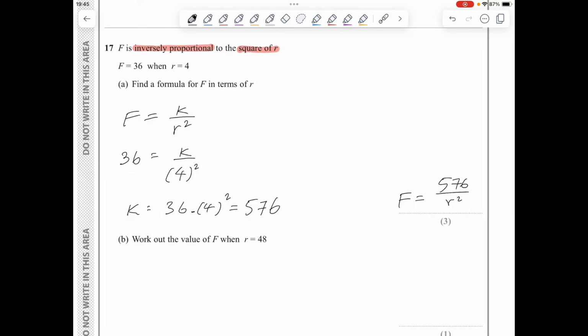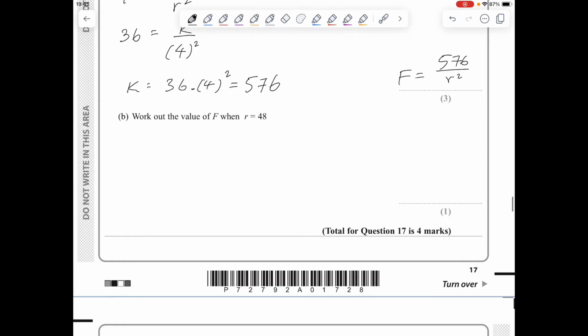And then in part b, I'm just going to substitute the value of r into my formula. So f equals 576 over 48 squared. Put this on the calculator and you'll get 1 over 4, and that is my answer.